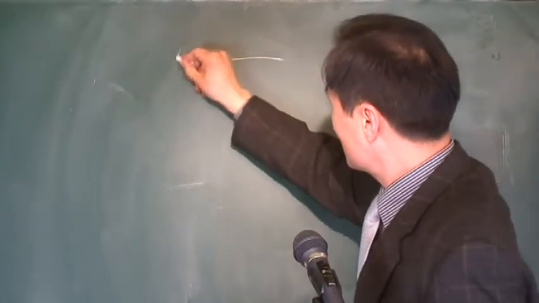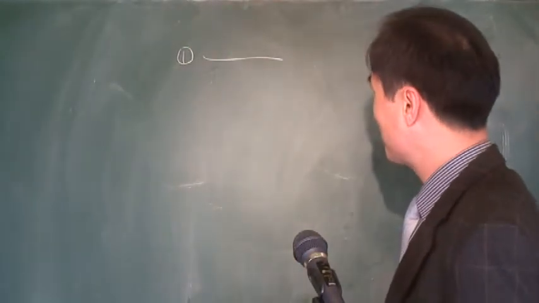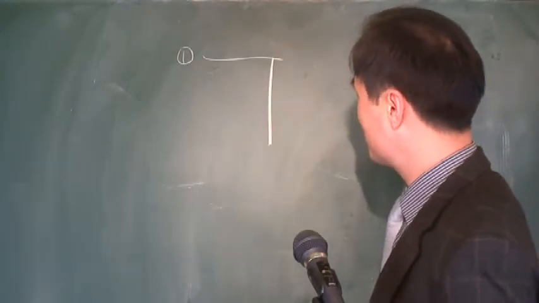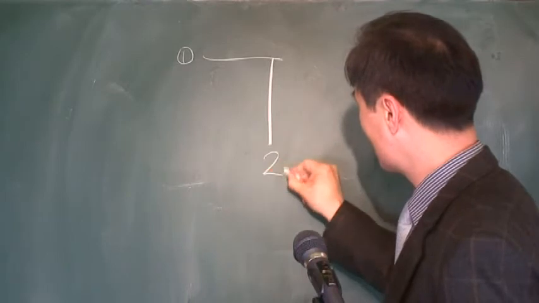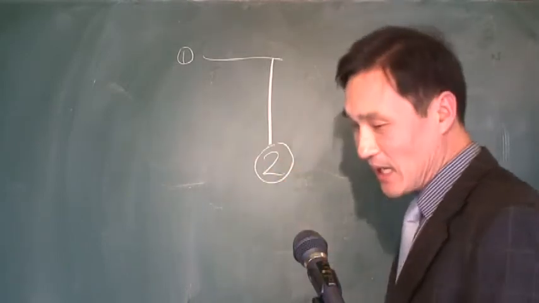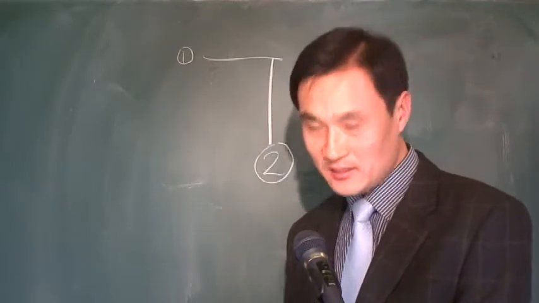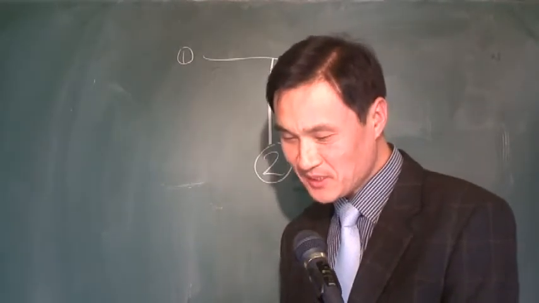Next, Dalet. Draw a horizontal line, then draw a vertical line down from the end of the horizontal line. This is Dalet.